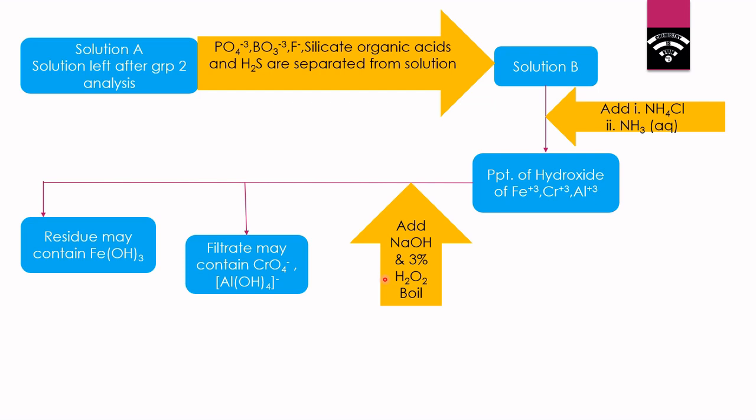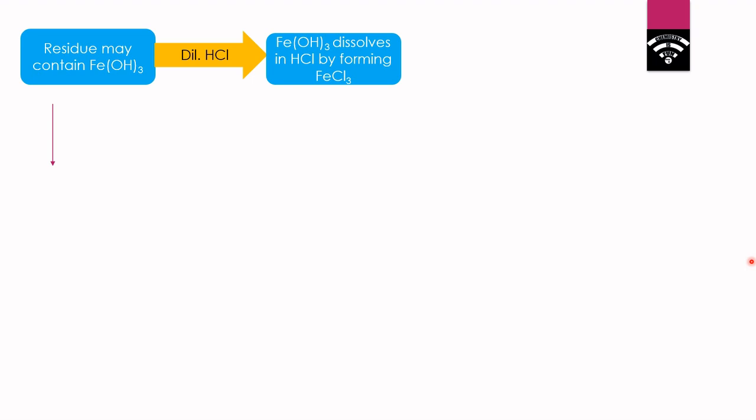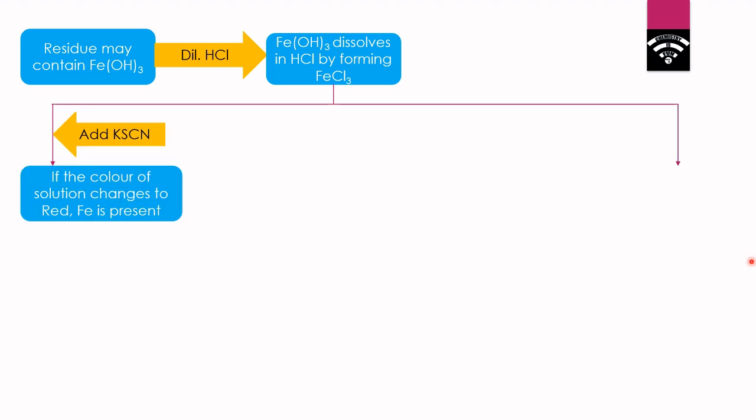H2O2 is a strong oxidizer, and it oxidizes Cr+3, if present in the solution, to chromate ion, and the residue will contain the ferric hydroxide. So then we start from the residue. We'll first take the residue and add dilute HCl to it. Ferric hydroxide dissolves in HCl by forming FeCl3.